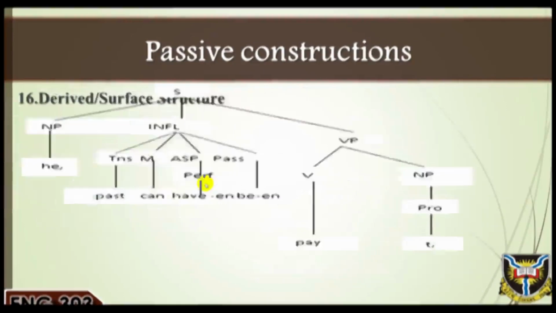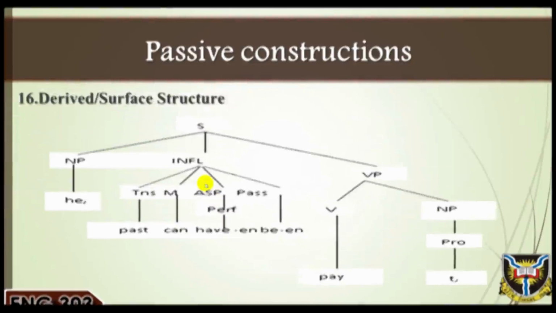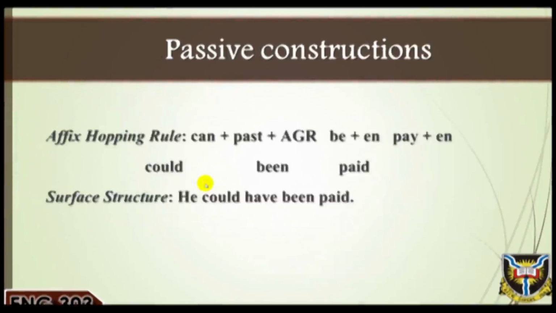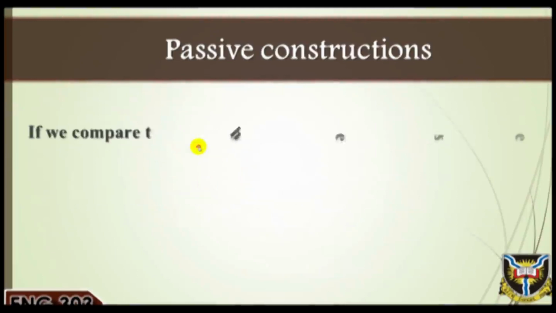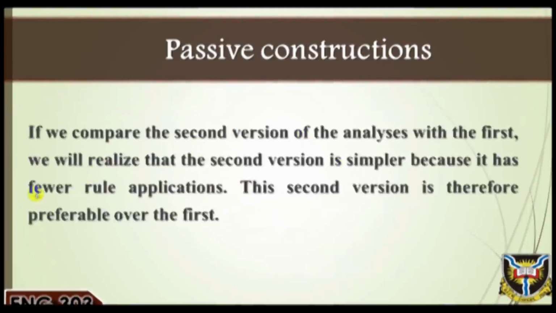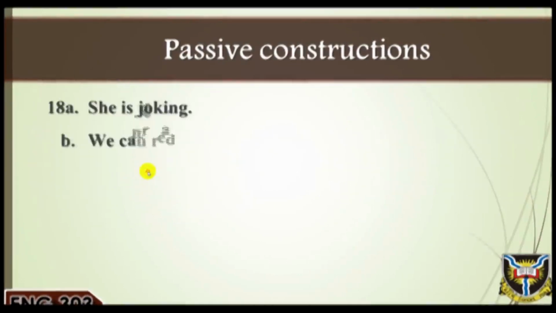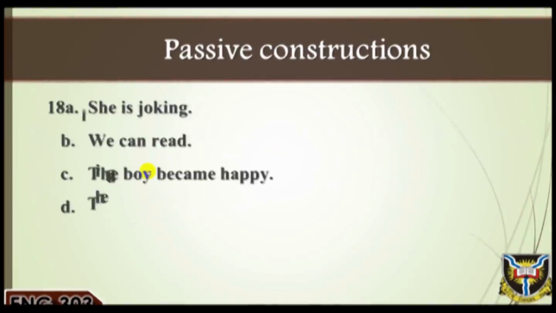If we compare the second version of the analysis with the first, we will realize that the second version is simpler because it has fewer rule applications. This second version is therefore preferable over the first. Notice that not all active sentences can be changed to the passive form. Some sentences, such as the following, cannot be changed to the passive form. She is joking. We can read, the boy became happy. The devil is a liar. The car is mine.